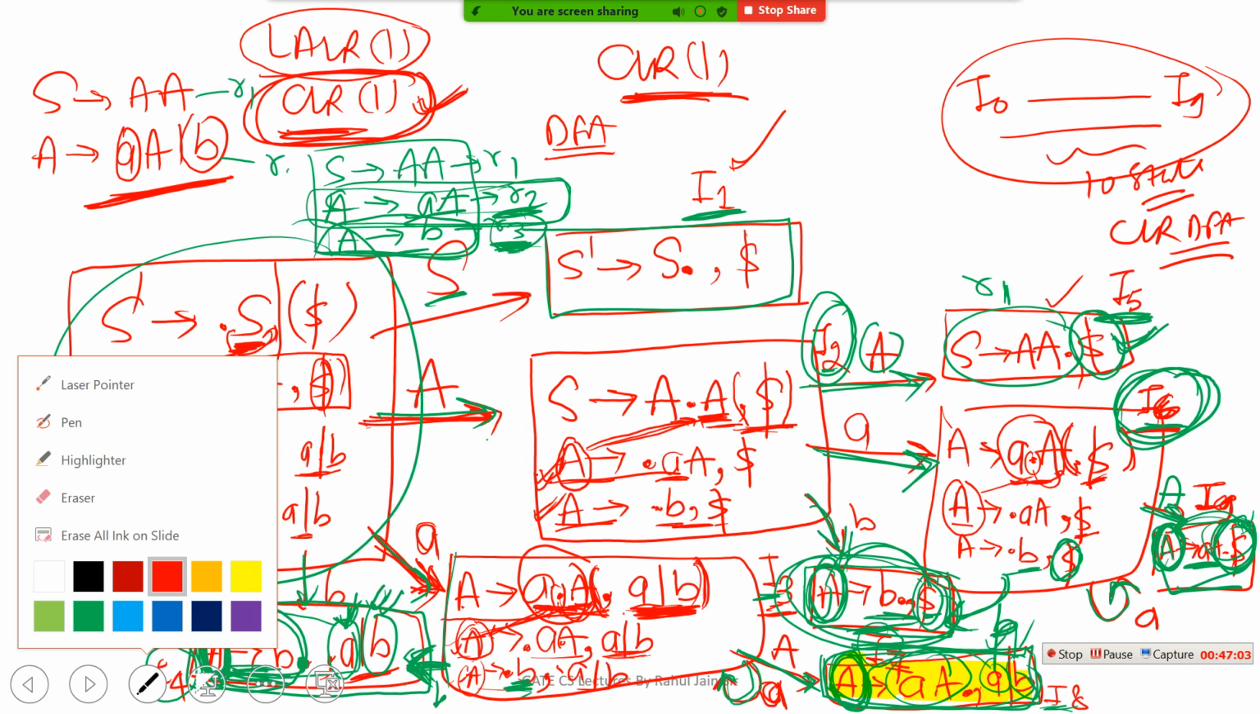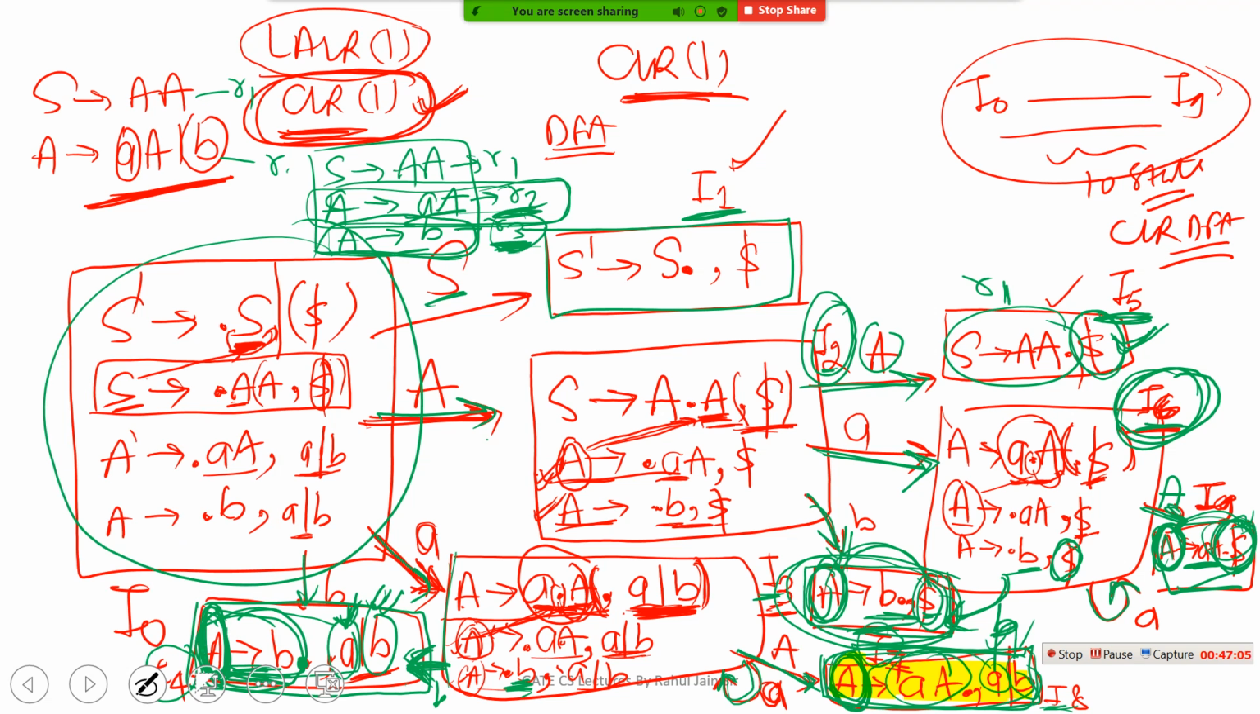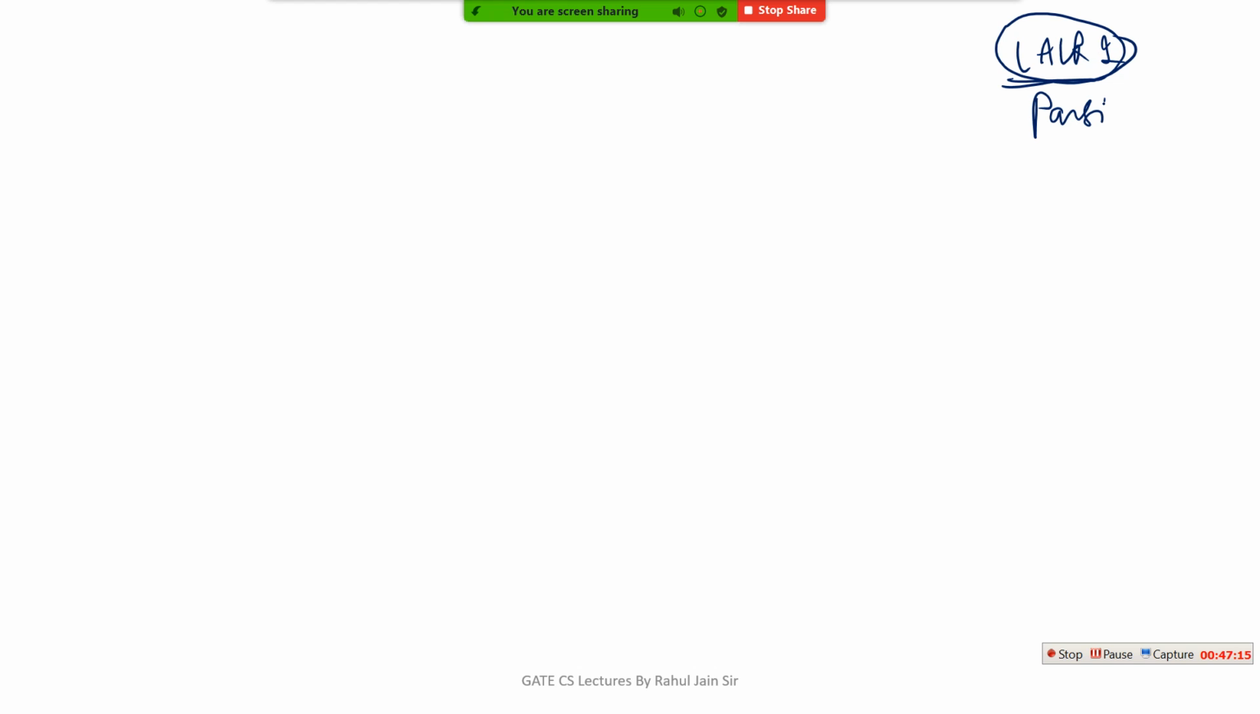Now, guys, focus here. I am now trying to make the LALR1 parsing table. We are constructing the LALR1 parsing table. We will construct the LALR1 parsing table with the help of the CLR1 DFA. How? Just focus here.